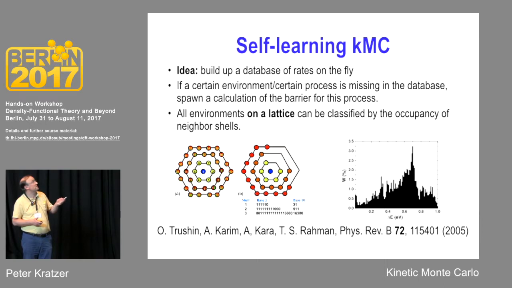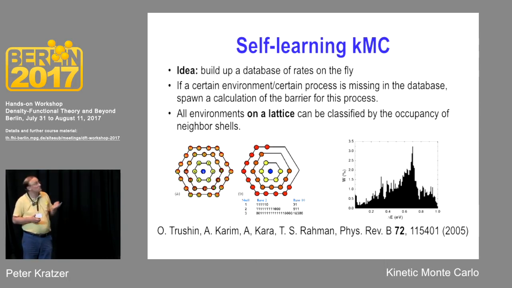So on a lattice, each neighborhood can be classified in a certain way. And these people have made up some coding. And then for each process type, you can calculate the barrier. And in principle, you can have very many different process types. You can have 1,000 process types. And this is then the distribution of the different rates.